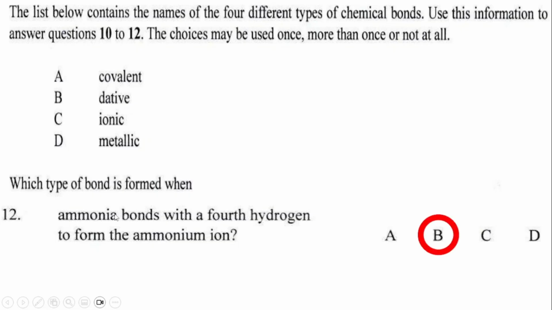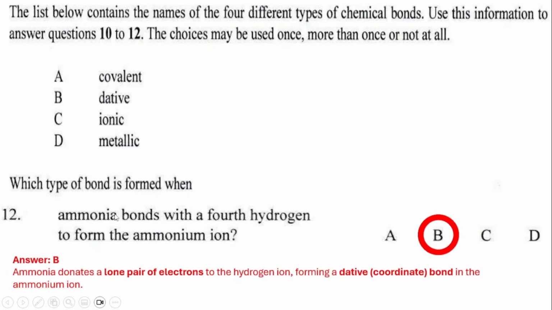The correct answer is definitely going to be B, dative, because ammonia donates a lone pair of electrons to the hydrogen ion, forming a dative coordinate bond in the ammonium ion. So the correct answer is definitely going to be B, dative.